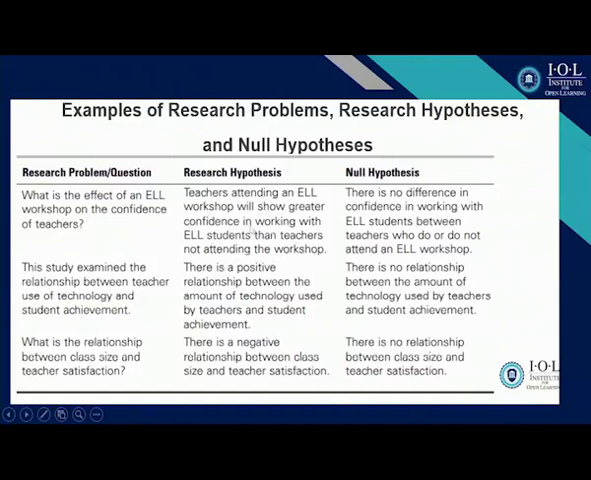Okay, that is a research hypothesis. A null hypothesis: there is no difference in confidence in working with EL students between teachers who do or who don't attend the EL workshop. There is no relationship between the amount of technology used by teachers and student achievement. So this one gives the difference between two variables, and here now we are trying to conclude that there is no difference, either for those who attend the workshop or those who don't attend the workshop, or that technology used by teachers and technology used by learners has no effects, no relationship related to that one.